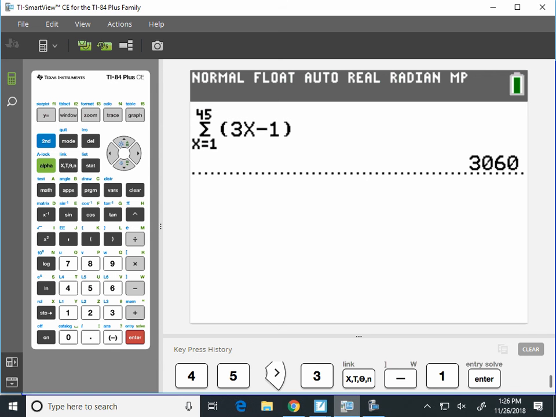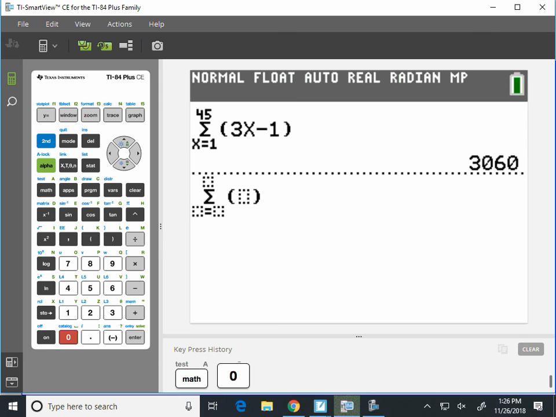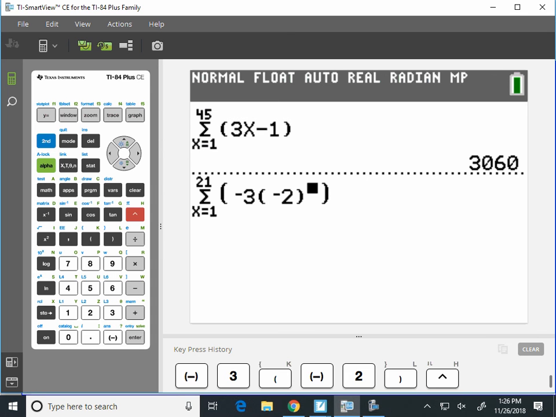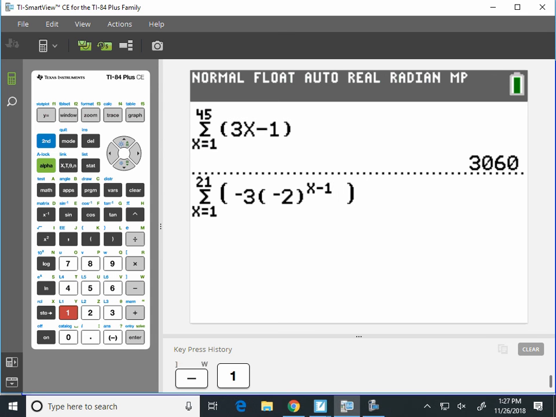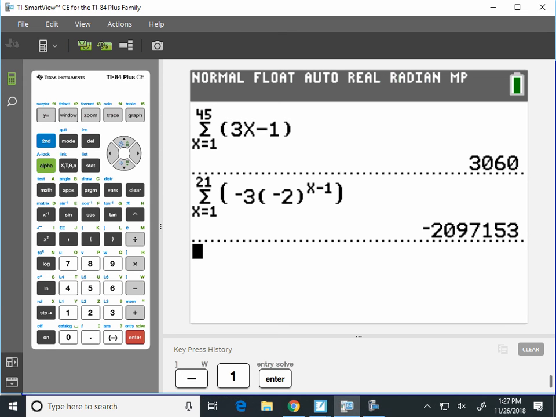Well, listen, yours is just as easy. You're going to go down to calculus, and then sum. There you go. You're welcome. All right, so let's type this. I wouldn't even scroll. I would just go math 0, x equals 1 to 21, and then we have -3 times -2 to the x minus 1. Make sure you're using x's, and you should get that answer. Oh boy, okay. That's not as bad, right? I would say using your calculator is the nice way to go.